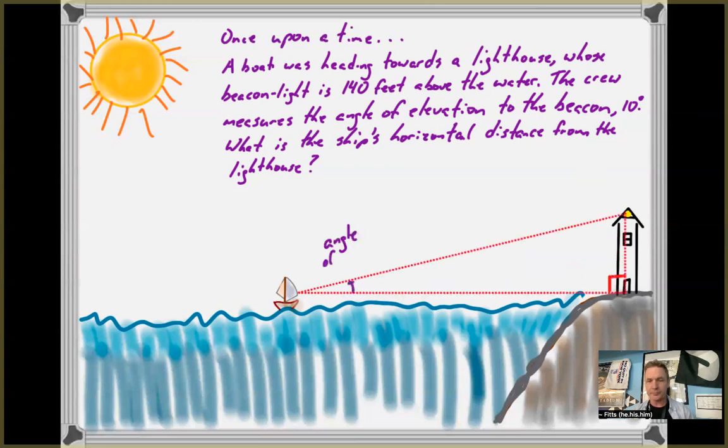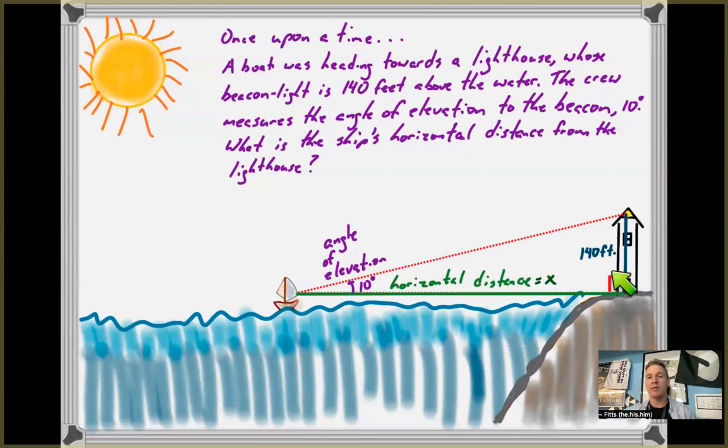So first of all, what do we know? They told us the angle of elevation is right here. When we think about angle of elevation, we're always looking up, so that's why I drew it this way. Here's our horizontal distance, let's label that. Think of the horizon. That's our horizontal distance, and here's our angle of elevation. And this is the height of the lighthouse, 140 feet above water.